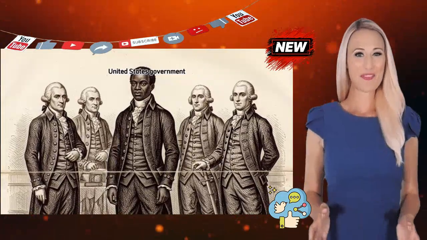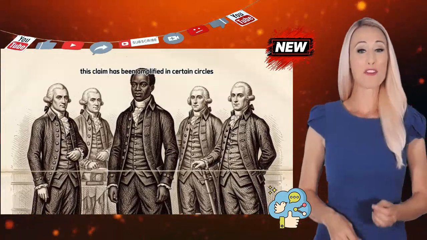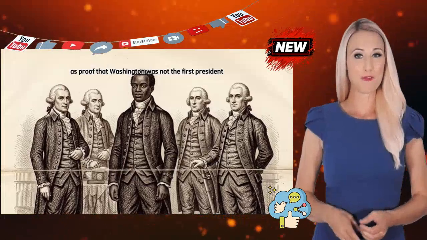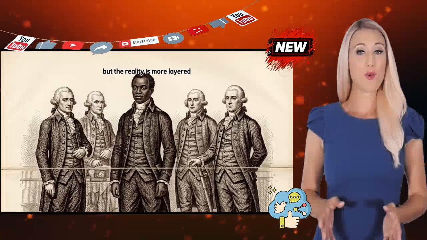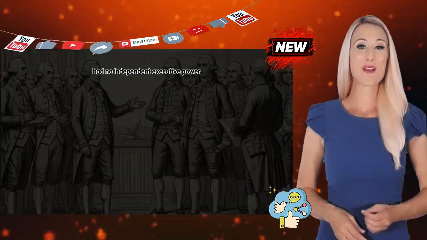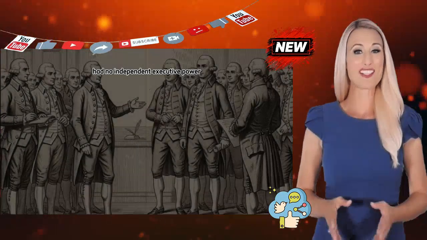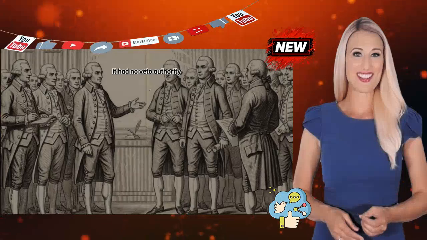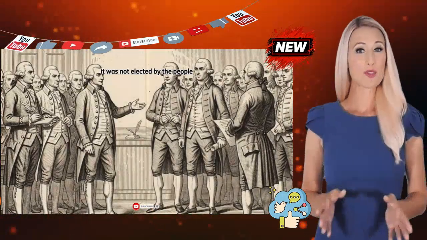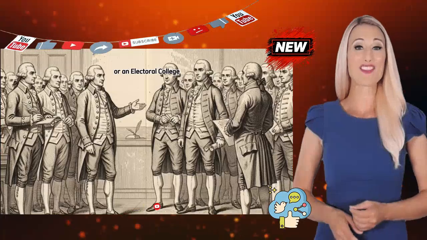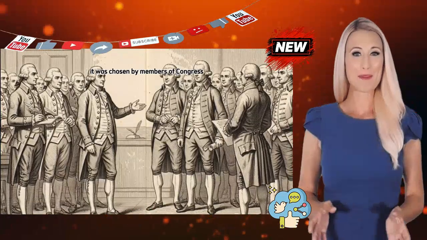This claim has been amplified in certain circles as proof that Washington was not the first president. But the reality is more layered. The presidency under the Articles had no independent executive power. It had no veto authority. It had no control over a standing army. It was not elected by the people or an electoral college. It was chosen by members of Congress and largely functioned as a moderator and administrator.